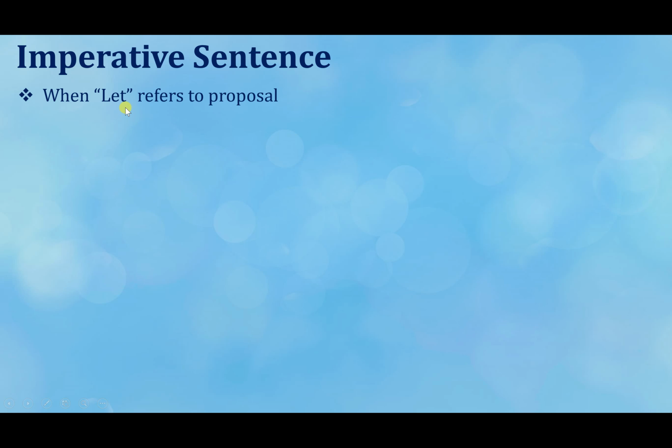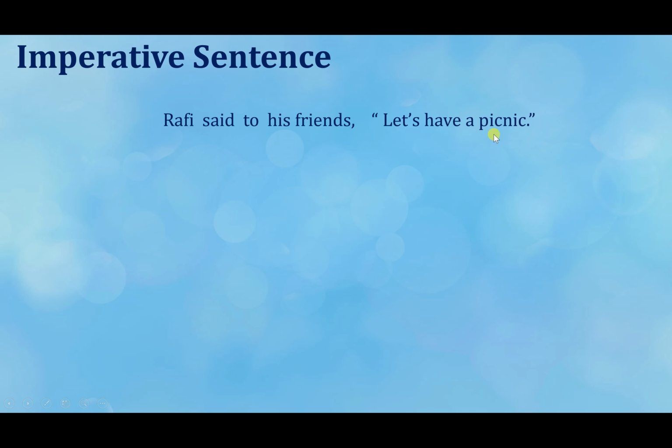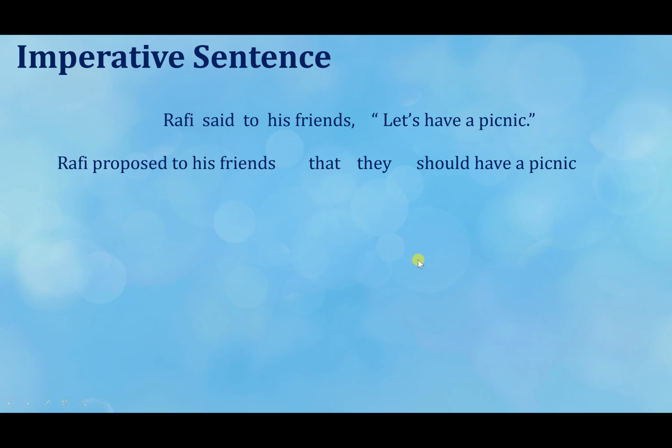Now when let, that means beginning with let, the third one. Let can be used in two ways. Sometimes let refers to proposal. When let refers to proposal, the example will be like this. Rafi said to his friends, let's have a picnic. So the answer will be, Rafi proposed to his friends that they should have a picnic.